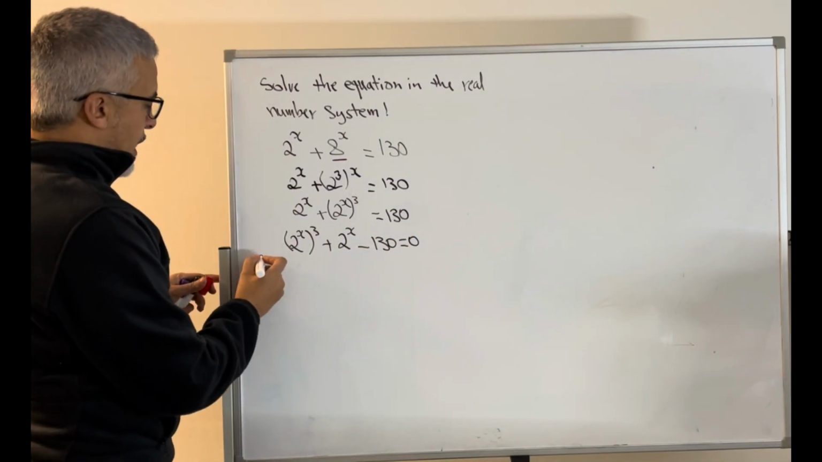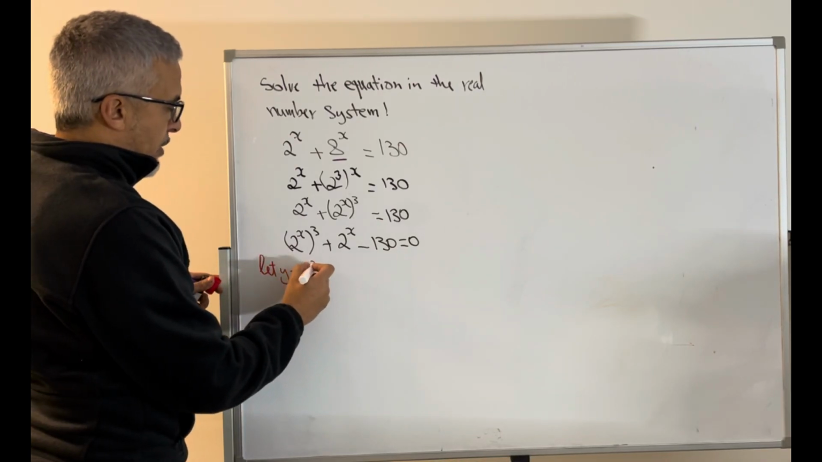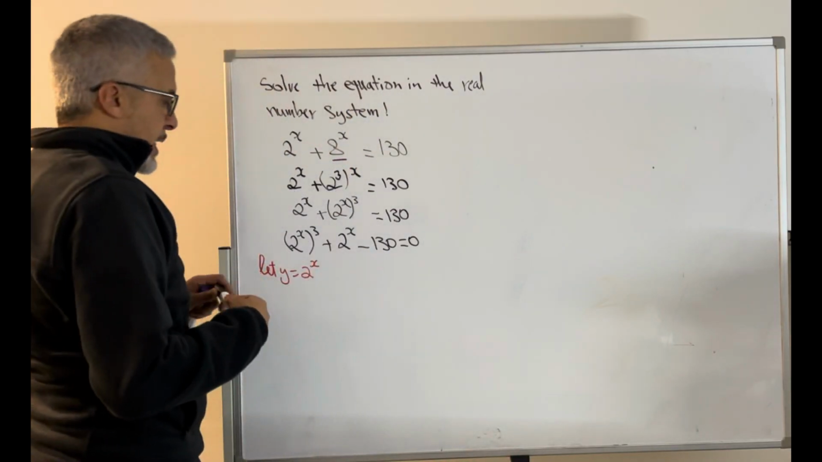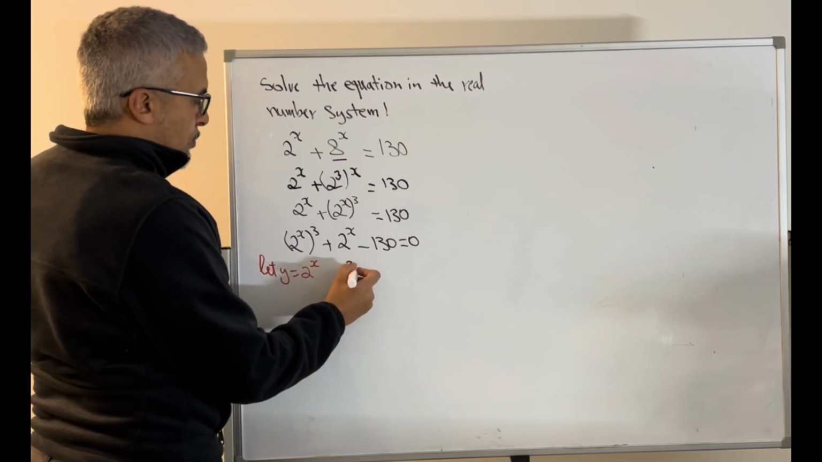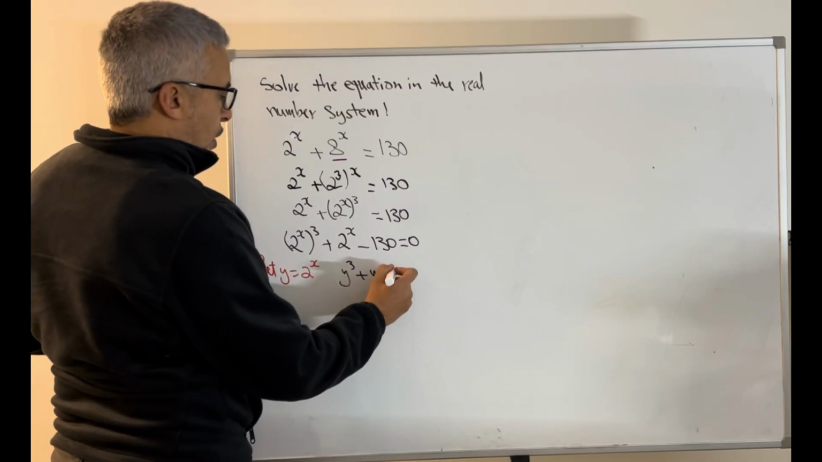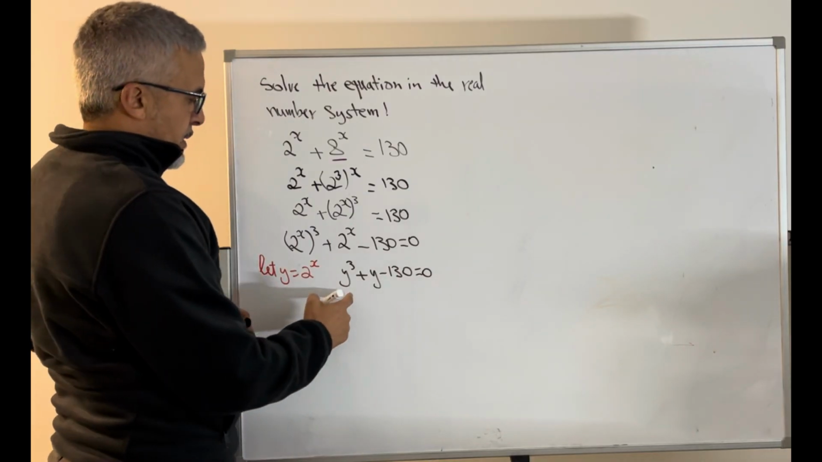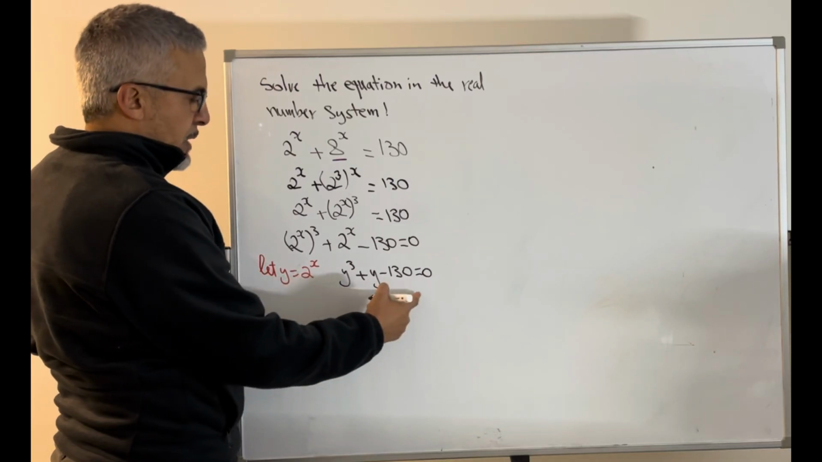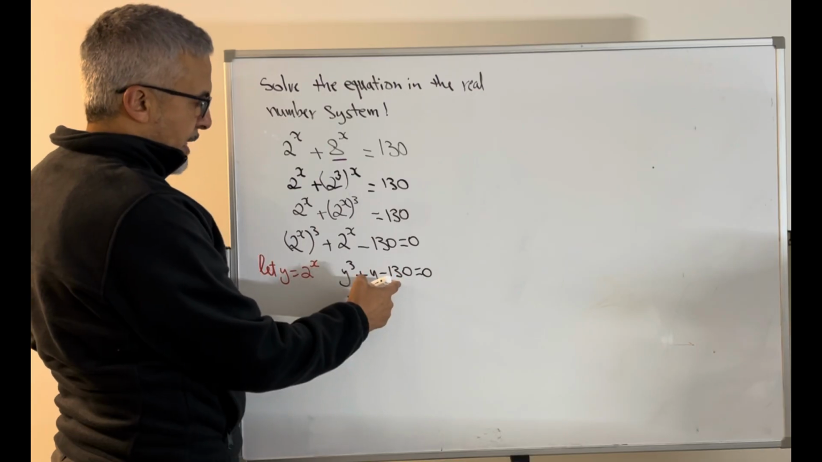Now I'm going to let y equal 2 to the power of x. And therefore, I could rewrite this equation here as y cubed plus y minus 130. Now this is a cubic function. So to be able to factor this, we're going to use the remainder theorem. And we're going to look at the possible factors of 130.